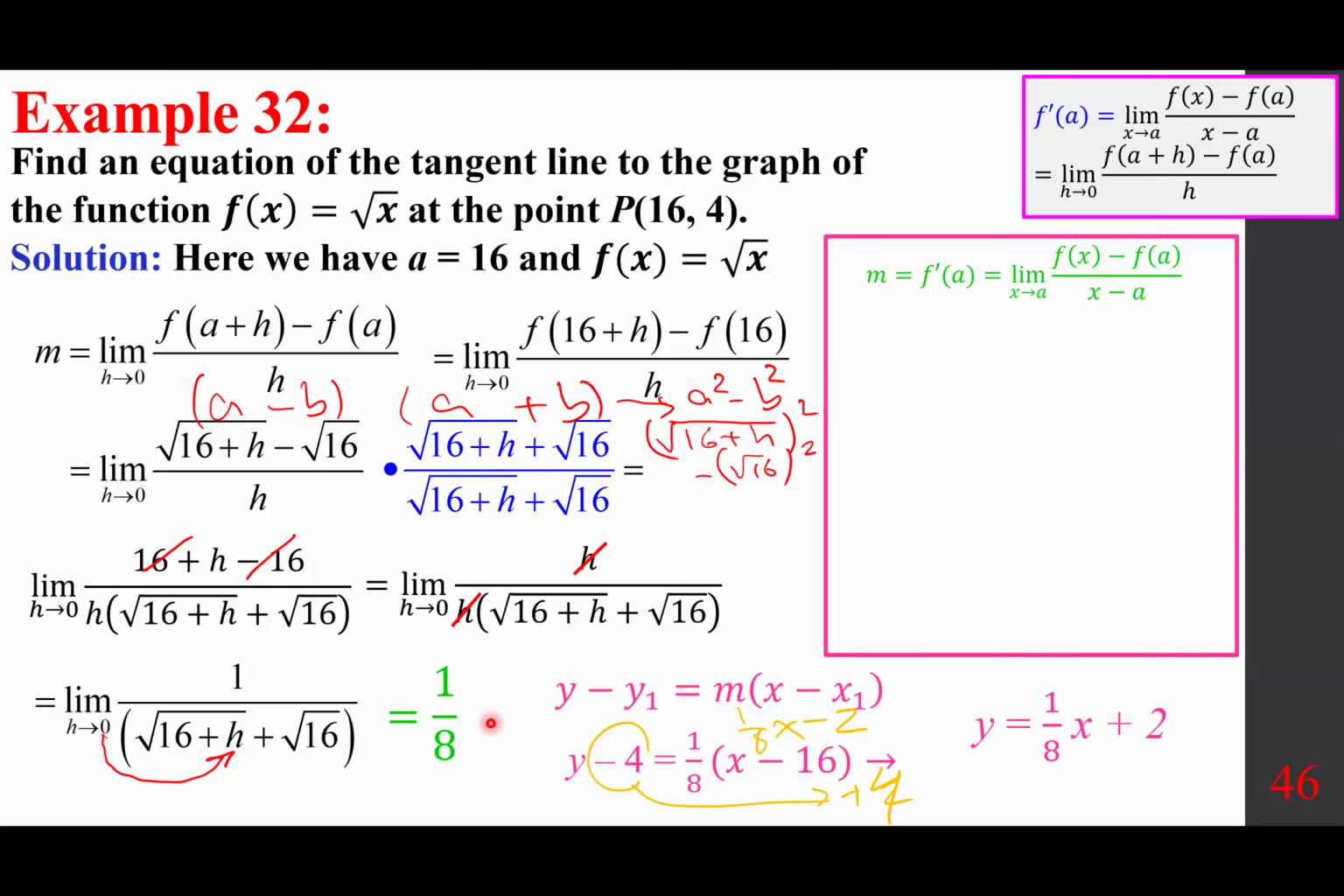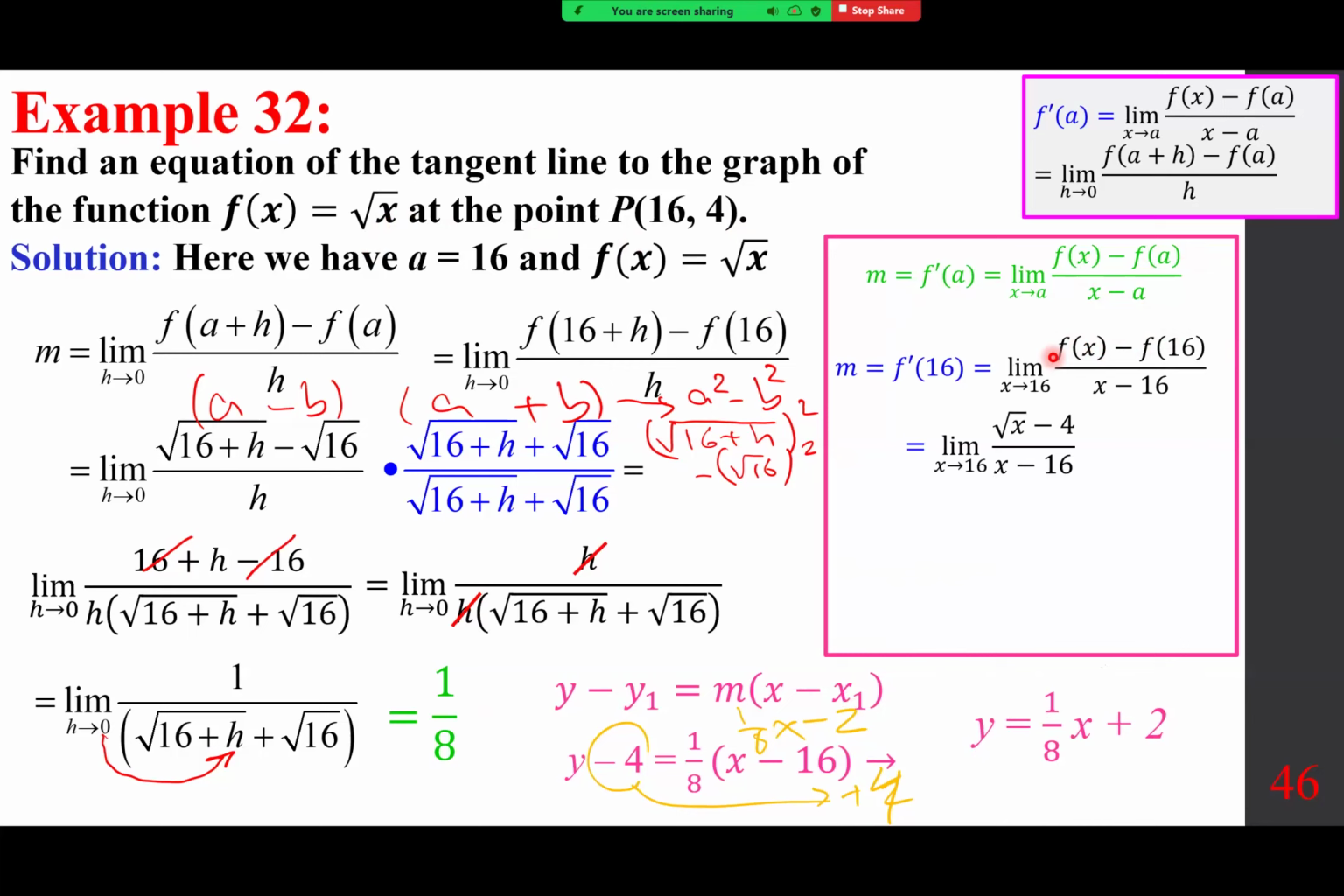You don't have to do this. So the limit of f of x minus f of a over x minus a as x approaches a, where a is obviously 16. So m or f prime of 16 is f of x minus f of 16 over x minus 16, where f of x is square root of x and f of 16 is 4.